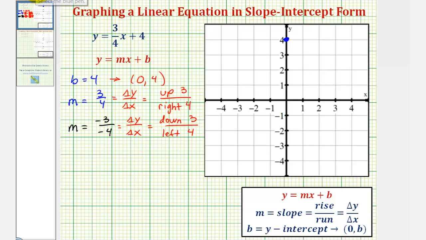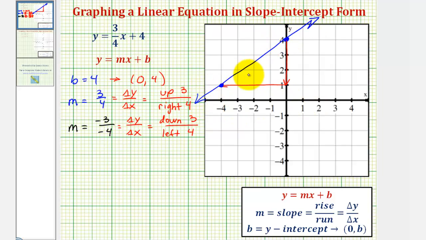So using the slope in this form will give us a different point on the line. Notice how from our y-intercept, if we now go down 3 units and left 4 units, this would be a second point on our line, which means now we can graph the line and it would look like this.